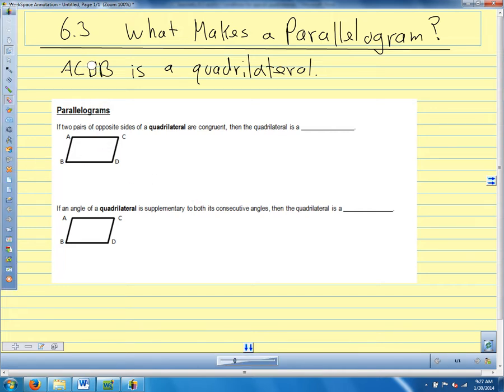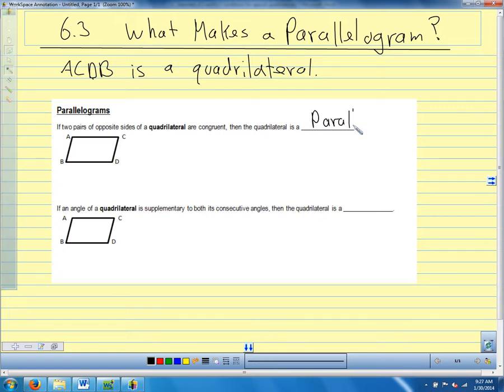And we're saying for all of these that ACDB is a quadrilateral. That's all we know to start. The first ones on all these are theorems. We can use these theorems now to do proofs, to justify things, to figure out things about other shapes, to solve problems, that kind of thing. So our first theorem: if two pairs of opposite sides of a quadrilateral are congruent, then the quadrilateral is a parallelogram.